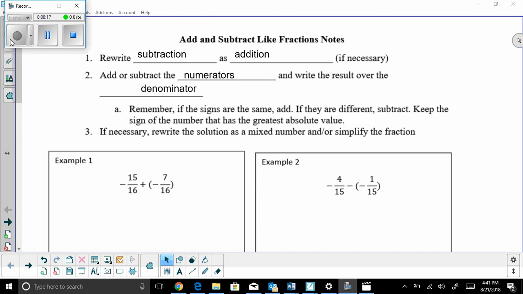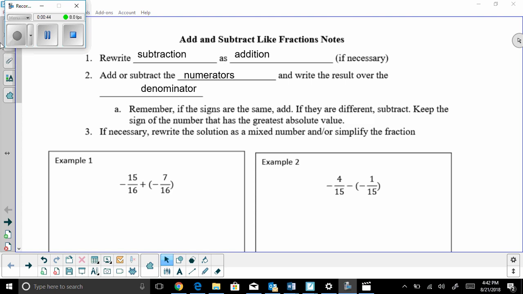Step 1 is to rewrite subtraction as addition if necessary. Step 2, add or subtract the numerators and write the result over the denominator. Remember, if the signs are the same, then you add. If they are different, subtract. Keep the sign of the number that has the greatest absolute value. And then step 3, if necessary, rewrite the solution as a mixed number and/or simplify the fractions.